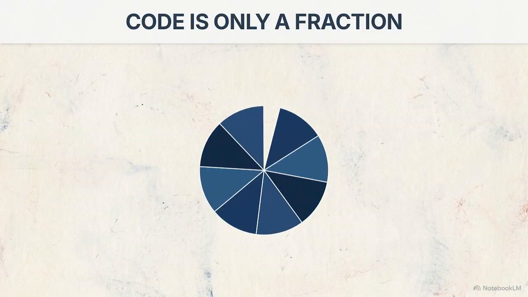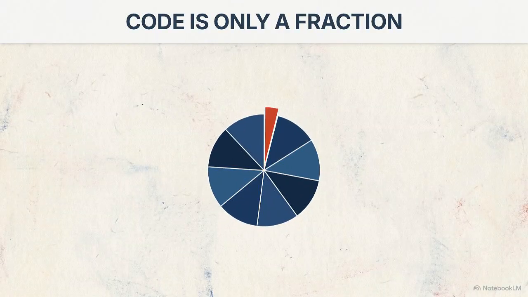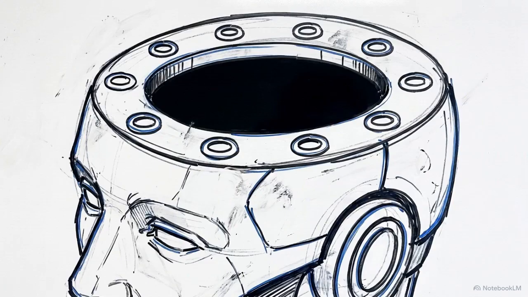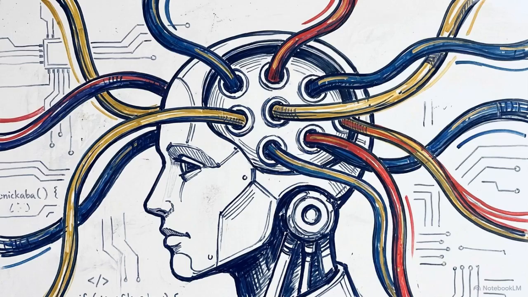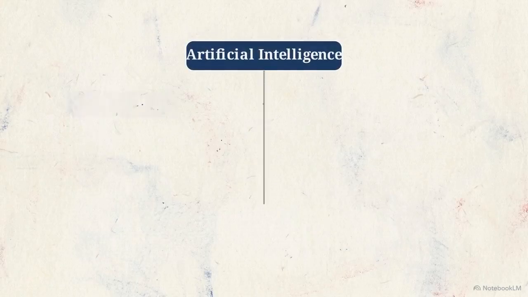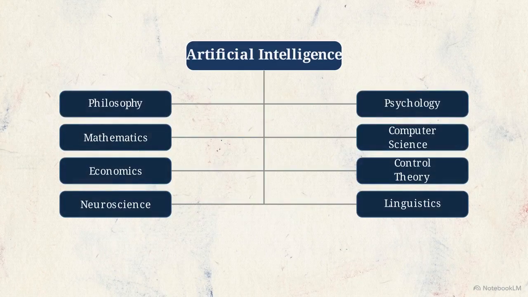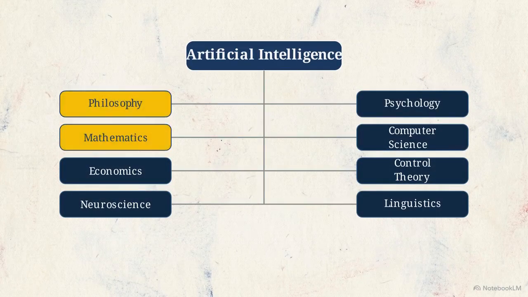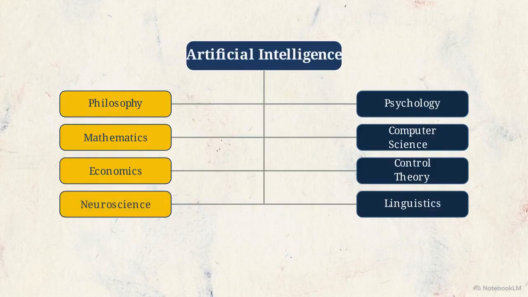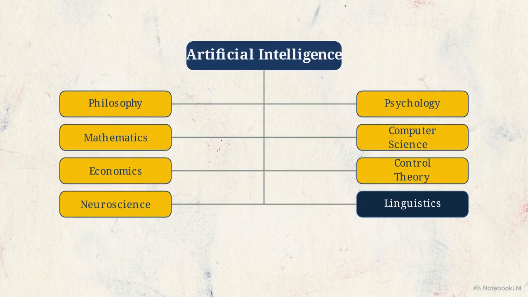But writing code is only a fraction of the process. To actually simulate intelligent behavior, we have to pull concepts from far outside traditional computing, drawing on 8 distinct scientific and engineering domains. This chart maps the foundation of artificial intelligence. It branches into philosophy, mathematics, economics, neuroscience, psychology, computer science, control theory, and linguistics.